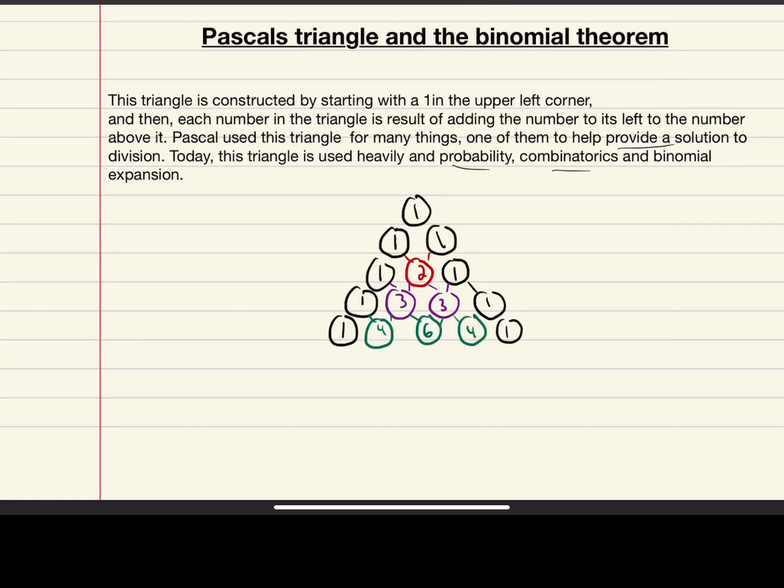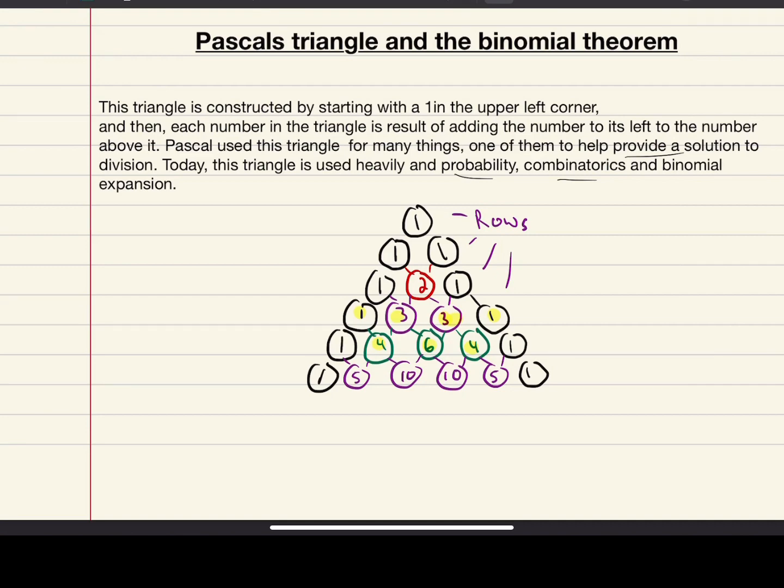This continues on to the next row where the sum of 1 and 3 is 4, 3 and 3 is 6, 3 and 1 is 4, and then of course, we end with the 1s on each side, on the outside. Now, we're going to do the same thing for the 5th row, where 4 and 1 is going to be 5, 4 and 6 is going to be 10, 6 and 4 is going to be 10, 4 and 1 is going to be 5, and then of course we are going to end off with 1s on the outside. And before you know it, we have a system where numbers are counted in an array that forms a triangle.